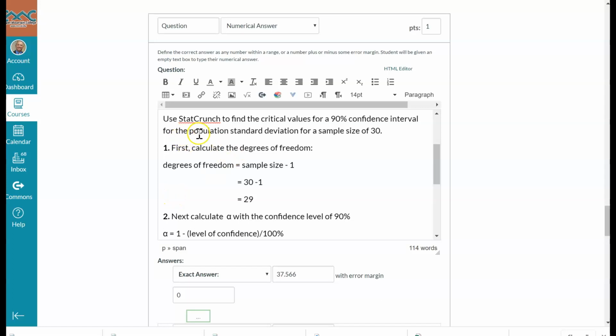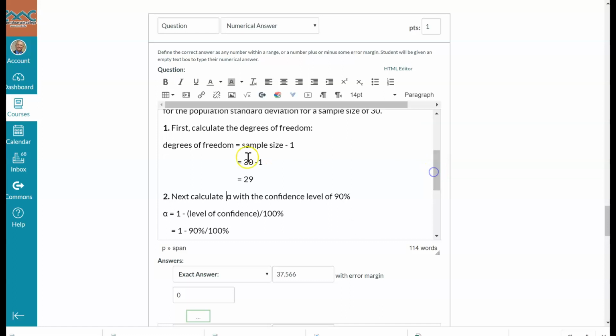In this example, we're going to use StatCrunch to find the critical values for a 90% confidence interval for the population standard deviation for a sample size of 30. First, we're going to calculate the degrees of freedom. The degrees of freedom is equal to the sample size minus 1. We got 30 minus 1, which gives us 29.